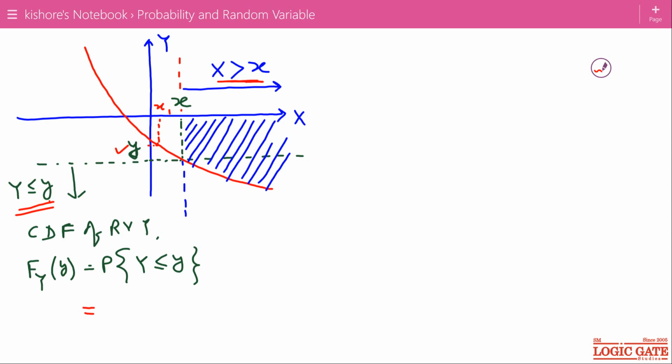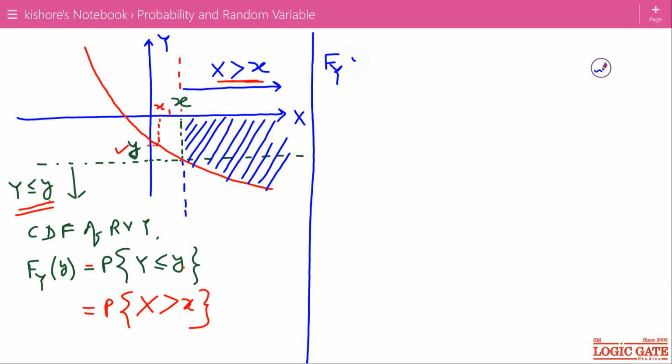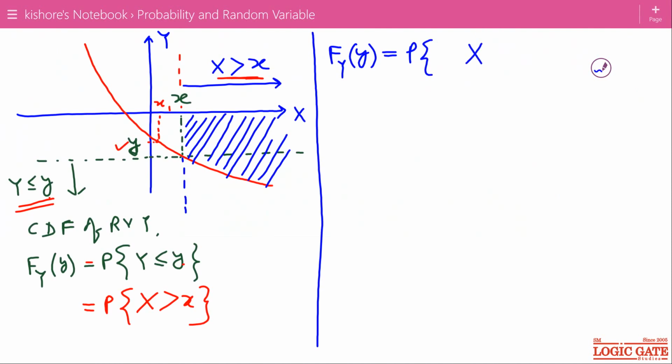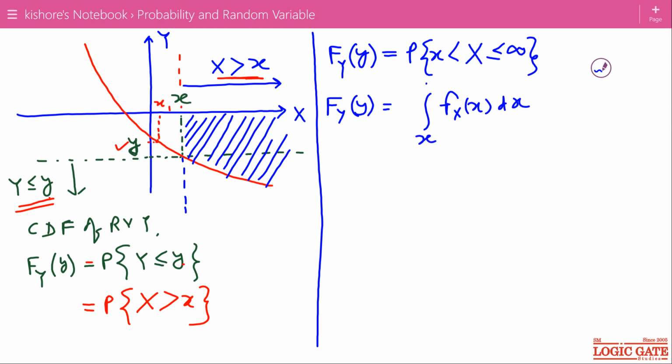So we can write the probability that Y is less than or equal to small y as probability that X is greater than small x, or F of y is probability that transformation of capital X is greater than small x and less than or equal to infinity. So CDF of random variable y is integration of PDF of random variable x from x to infinity.